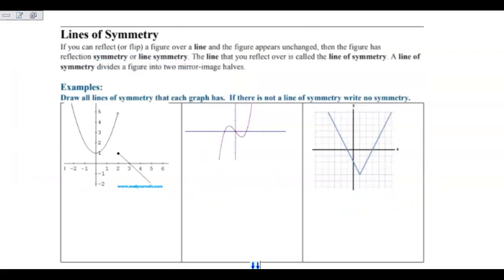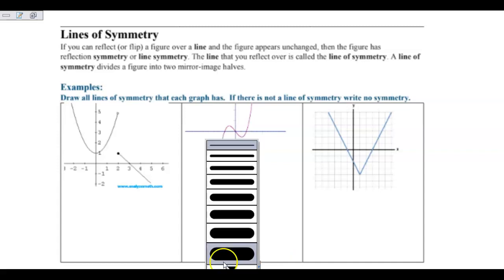Lines of symmetry. If you could reflect or flip a figure over a line and the figure appears unchanged, sometimes also called a mirror image, then the figure has a reflection of symmetry or a line of symmetry. The line that you reflect over is called the line of symmetry. And the line of symmetry divides a figure into 2 mirror image halves.